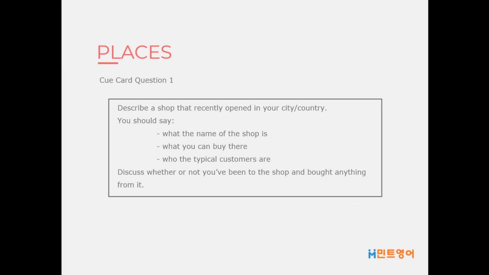Now let's look at some sample cue cards about places. Feature 1 of this question is about a shop, and feature 2 is composed of 3 WH questions. Feature 3 allows you to talk about your experience in the new shop. Answering the questions consecutively based on these features will help you answer the question coherently.